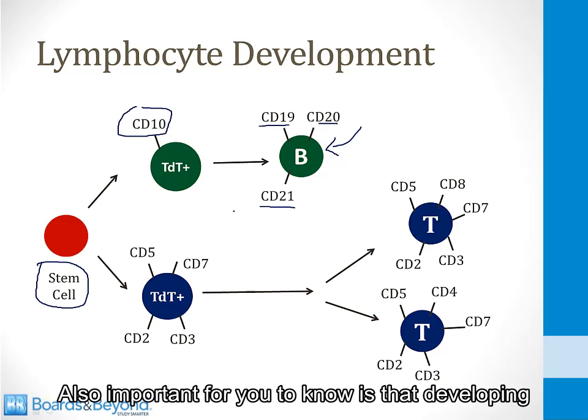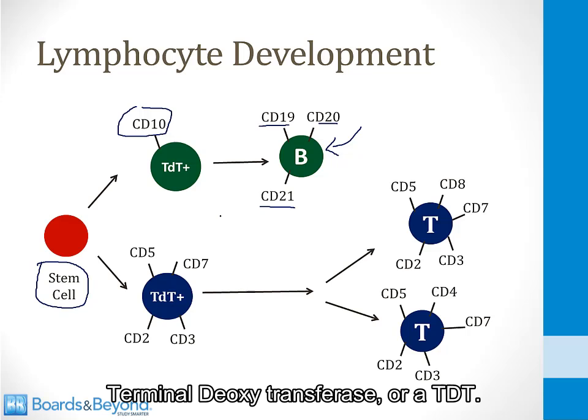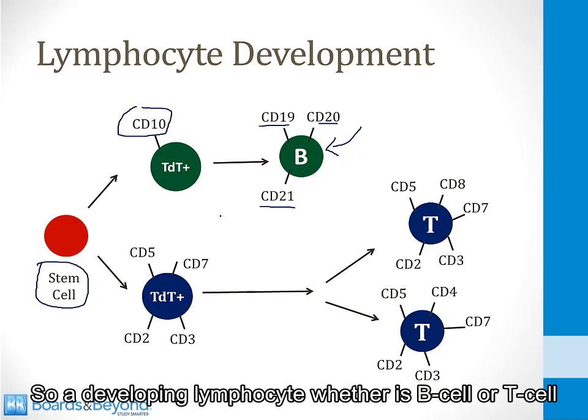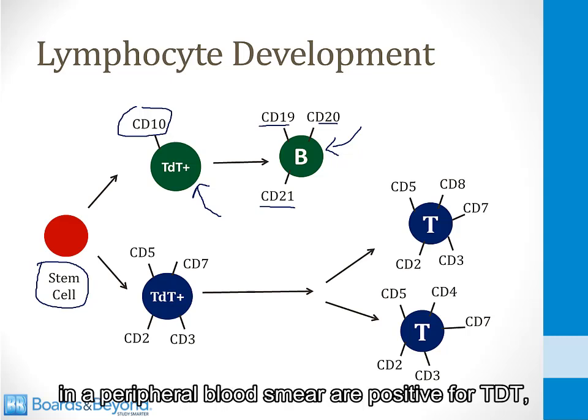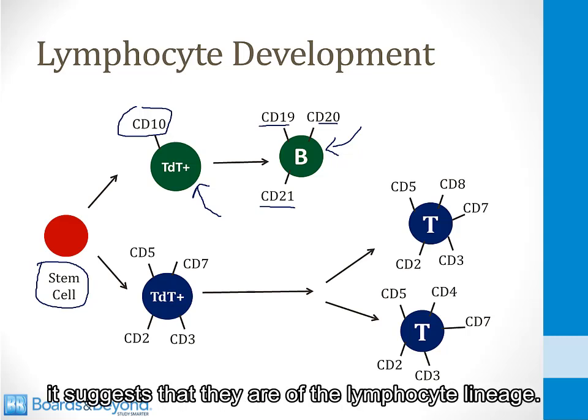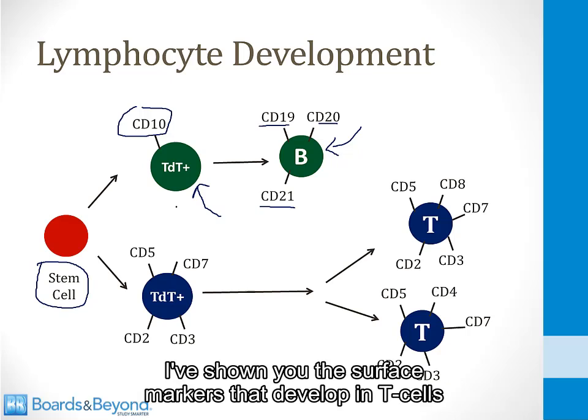Also important for you to know is that developing B and T cells have an enzyme called terminal deoxytransferase, or TDT. So a developing lymphocyte, whether it's a B cell or a T cell, will be positive for TDT. And if the cells you see in a peripheral blood smear are positive for TDT, it suggests that they are of the lymphocyte lineage. If we look at the blue cells on the bottom of the screen, I've shown you the surface markers that develop in T cells.